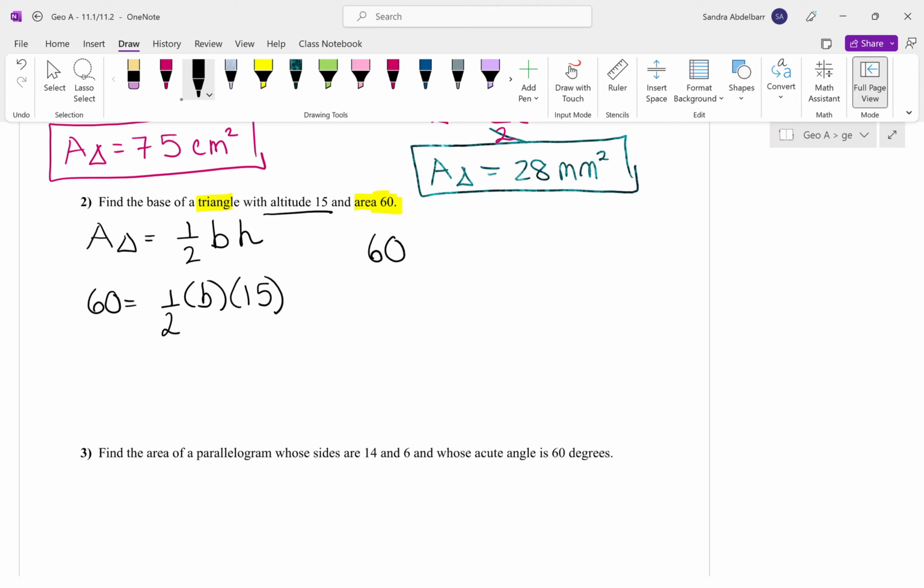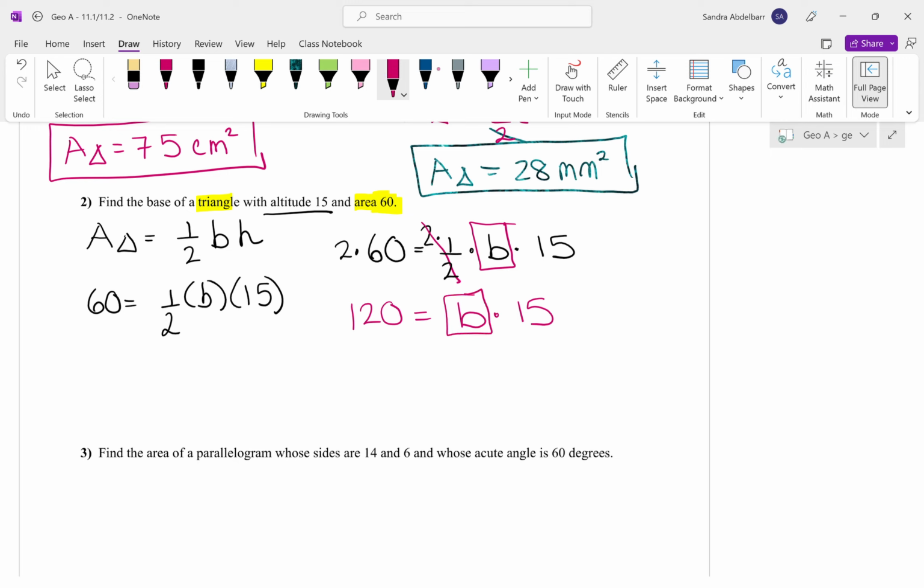So what I need to do is recognize that I need to isolate the base. So we have area equals half times B times 15. So I need to get B all by itself. We have a choice. Do you want to get rid of the half first or the 15 first? It doesn't matter. What do you guys want to get rid of first? The half? Okay. So I can cancel out this half by multiplying by 2 on both sides. So that cancels that out. So now I'm going to have 120 is equal to B times 15.